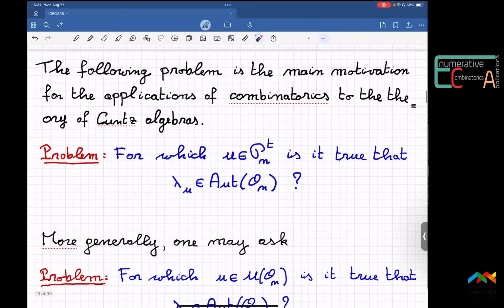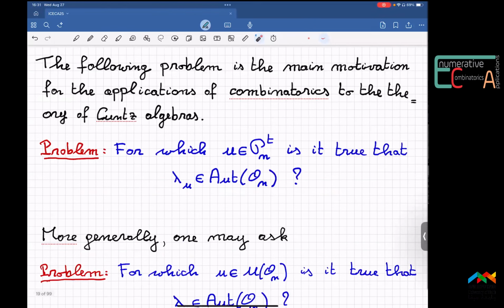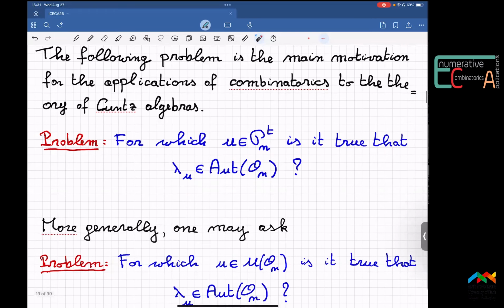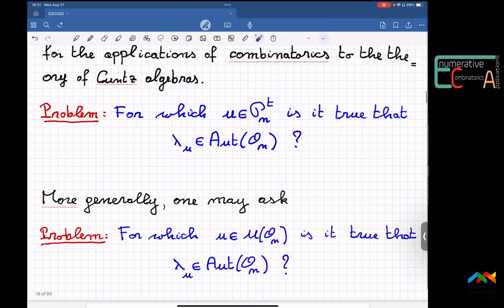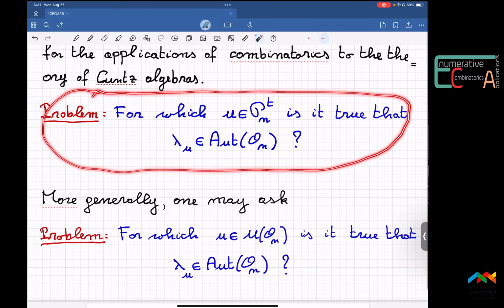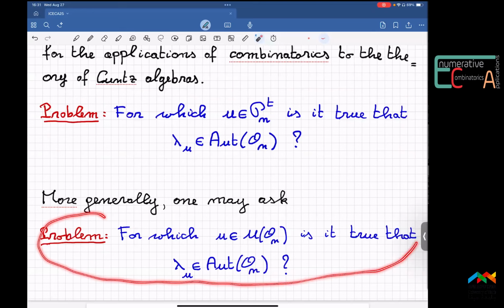So the following problem is the main motivation for the applications of combinatorics to the theory of Cuntz algebras. For which U in P and T is it true that the corresponding endomorphism is actually an automorphism? And more generally, one may ask for which unitaries is it true that lambda U is an automorphism? So this problem has a combinatorial solution. This problem is open.